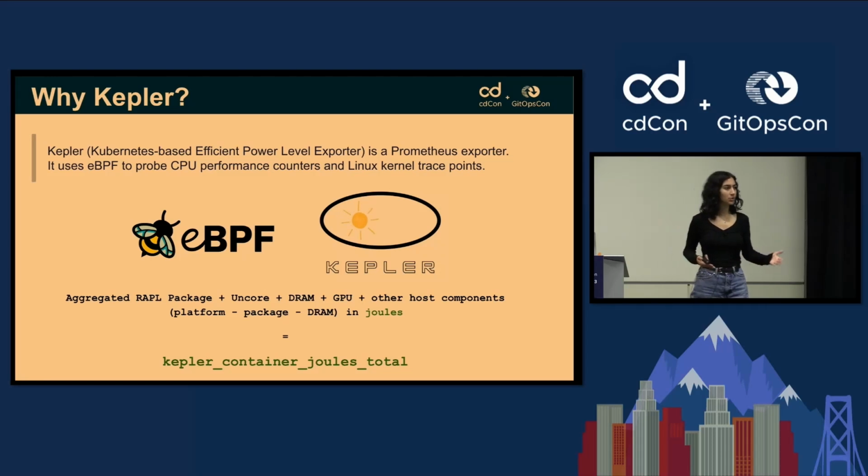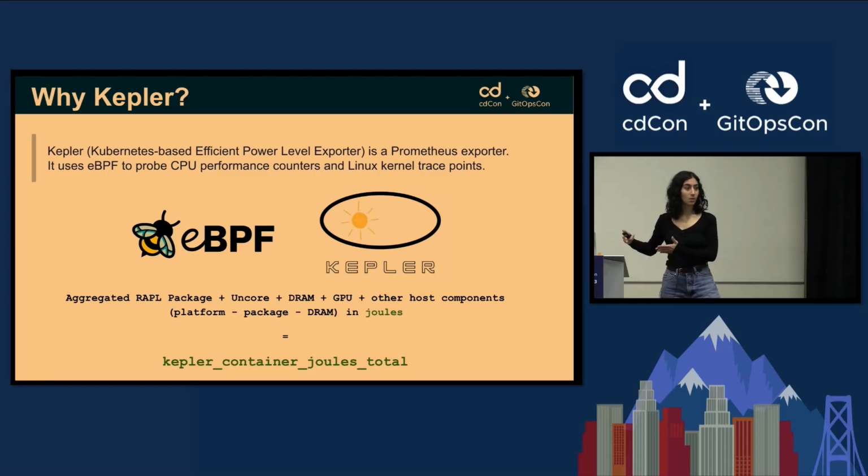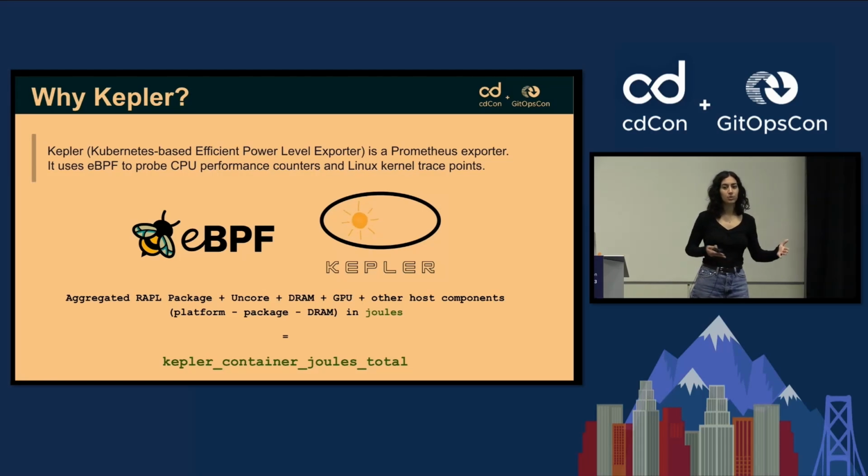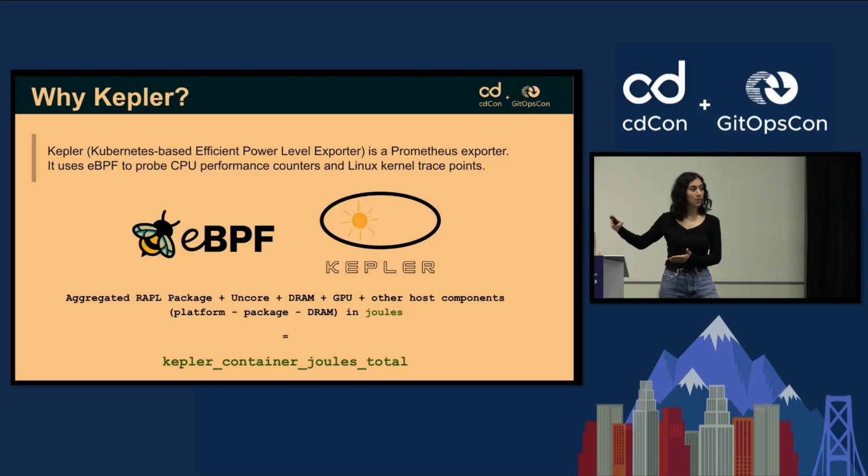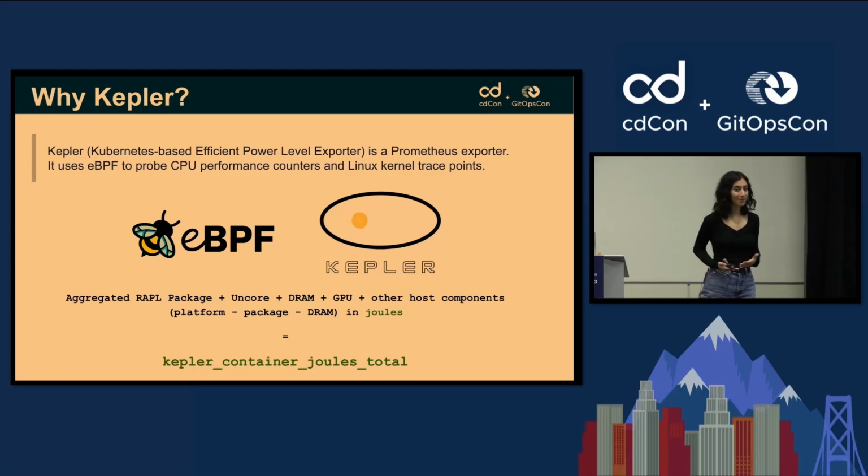Joules is a metric for energy. Joules over time is watts. So if you look at joules over, for example, 2 hours, you get the watt equivalent, which you can multiply by a carbon coefficient for a given electricity grid to get the carbon emissions for your software. eBPF for monitoring is really cool, and it's a growing topic as well. In Prometheus, what you end up having is this Kepler container joules total metric, which is amazing.